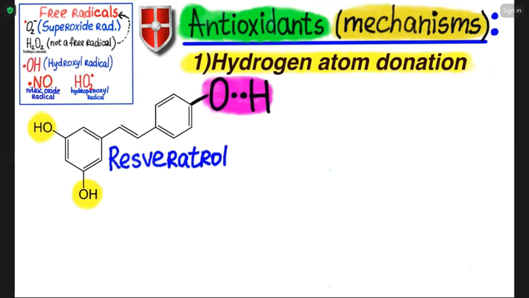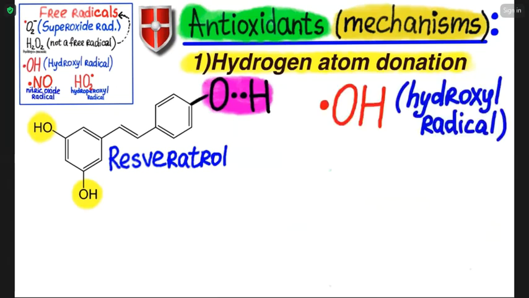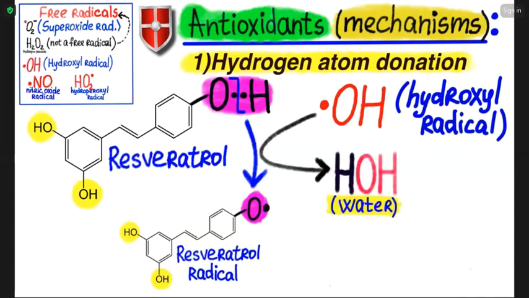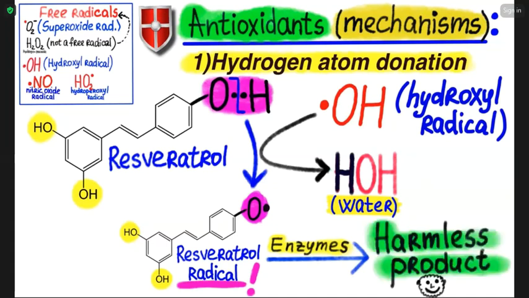Resveratrol contains multiple hydroxyl groups in its structure. When it encounters a free radical, such as the hydroxyl radical, resveratrol can donate a hydrogen atom from one of its hydroxyl groups. Let's say this hydrogen atom. As a result, a relatively stable radical intermediate, called the resveratrol radical, is formed. Simultaneously, the hydroxyl radical gains the hydrogen atom and transforms into water. Although the resveratrol radical is itself a radical, it is less reactive and damaging than the original radical. Enzymatic reactions may further process the resveratrol radical to transform it into a harmless product.